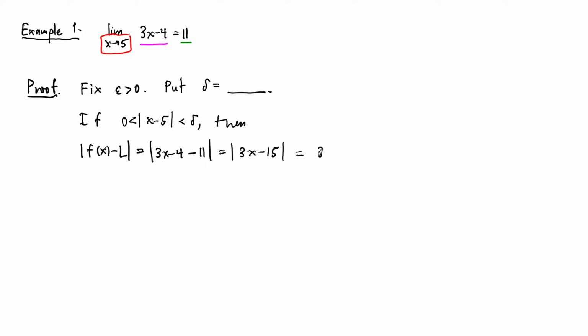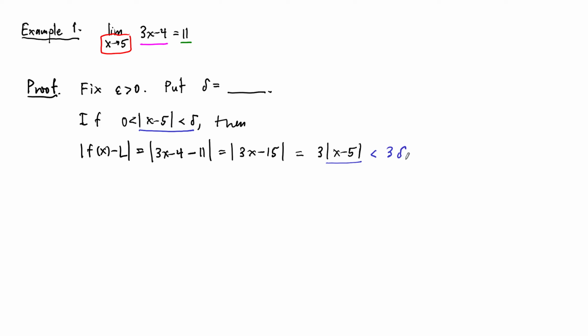And this can be written as 3 times what's left, x minus 5. At this point, we notice that this term right here, this x minus 5, is exactly what we made our assumption about in the previous line, in the if portion of our proof. So we've assumed that this is less than 3 times delta, because this x minus 5 was assumed to be less than delta.